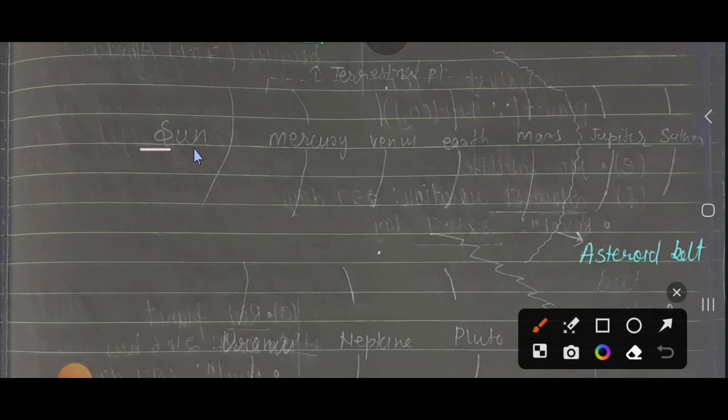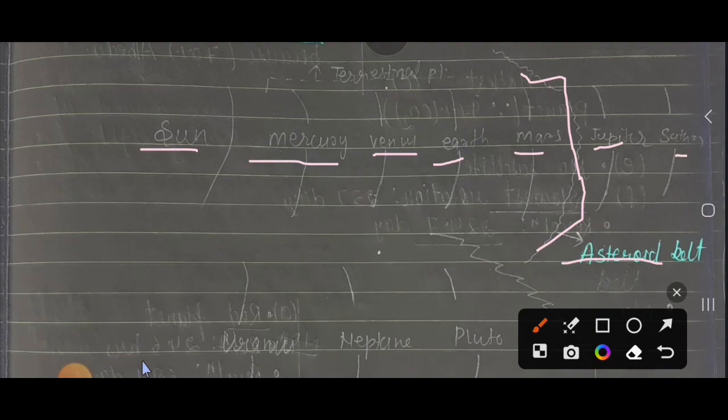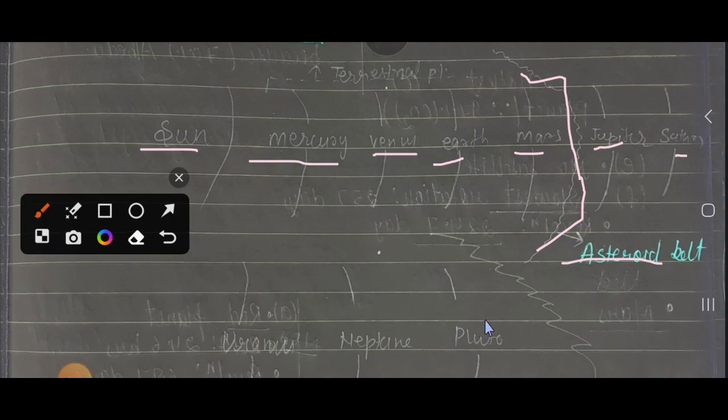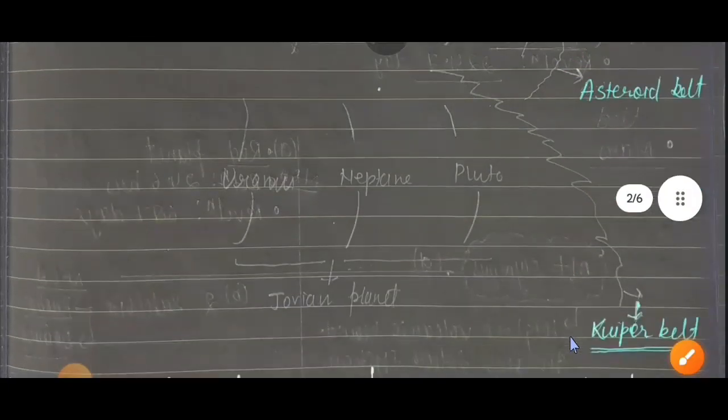This is our Sun, this is Mercury, this is Venus, this is Earth, and this is Mars. Thereafter a boundary starts, this one boundary. This boundary is called the asteroid belt. And after the asteroid belt there are Jupiter, Saturn, Uranus, Neptune and Pluto. And after Pluto a boundary starts, this one boundary. This boundary is called the Kuiper belt. I have marked this as the Kuiper belt.